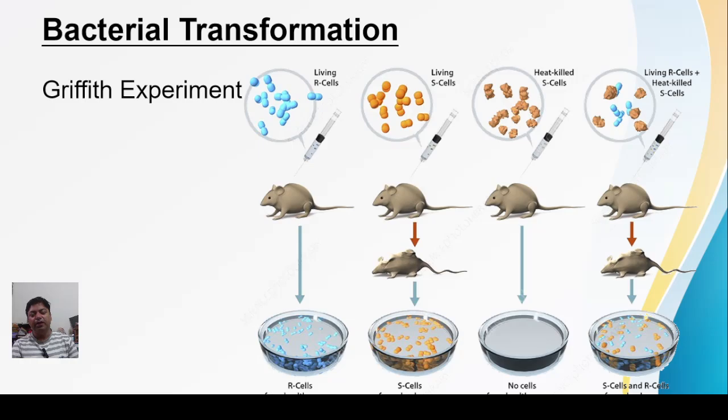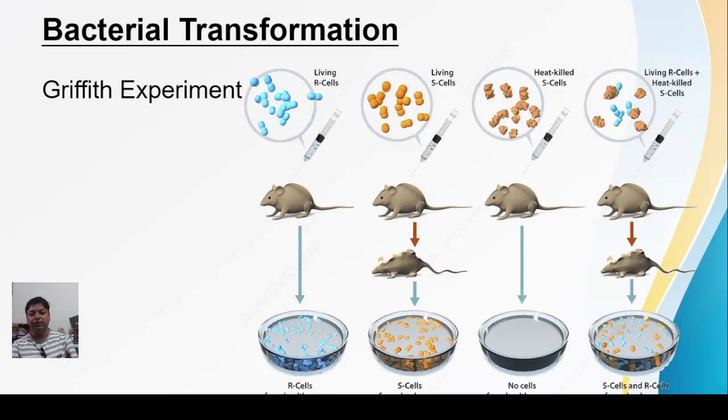But an important observation was made when living R cells and heat killed S cells together were injected into the mice. The mice showed the symptoms of pneumonia, it died, and when extract was taken out from the mice, it showed both R cells and S cells in the extract. But we have not injected living S cells. How could these new S cells be observed? R cells themselves cannot mutate into S cells. Then what was the reason that these new S cells were observed in the extract?